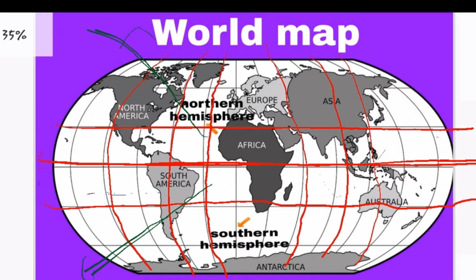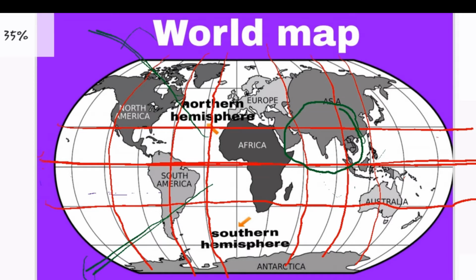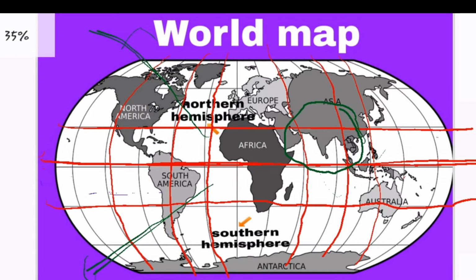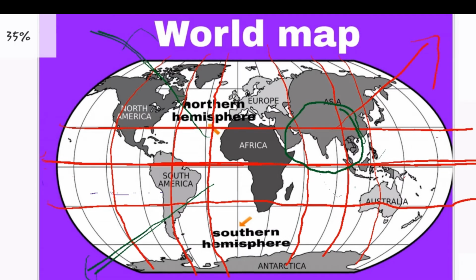So here our India lies in the northern hemisphere. If we have to say accurately, our India lies in the northeastern hemisphere. So this direction, northeastern hemisphere. Okay, right. Next, let's move on to the next topic.